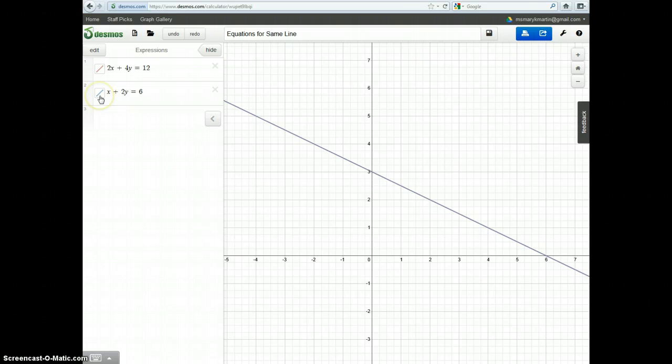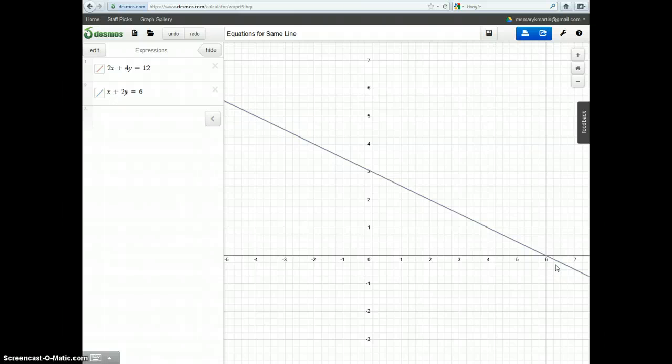I see my blue line, but I'm going to click on it for a minute to make it disappear. Now I see the pink line for 2x plus 4y equals 12 goes through the y-intercept of 3 and the x-intercept of 6. Let me reactivate my blue line. If I do so, my blue line goes through the y-intercept of 3 and the x-intercept of 6 as well.